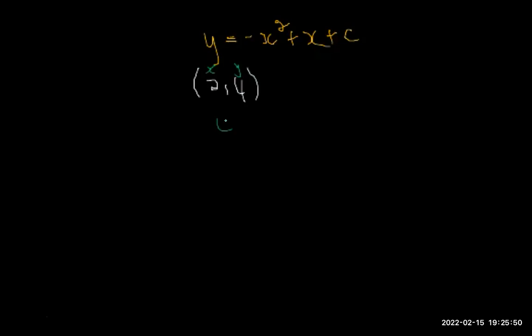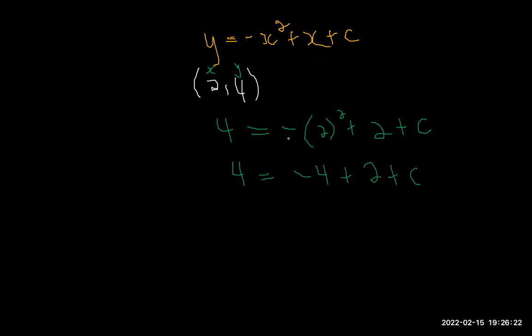So y, we said is 4, according to this point right here, is equal to minus x squared. X is 2, so that's minus 2 squared plus x. X is 2, plus c. I'm trying to find the value of c. So all you need to do is make c the subject to find the value. So let's simplify this some more. 4 is equal to, 2 squared is 4, so that's minus 4 plus 2 plus c.